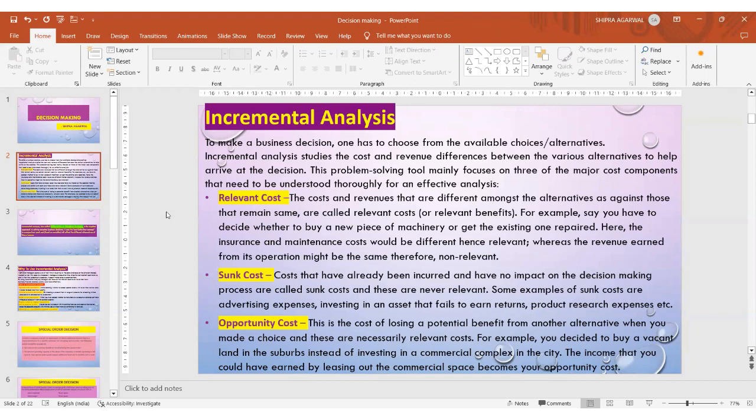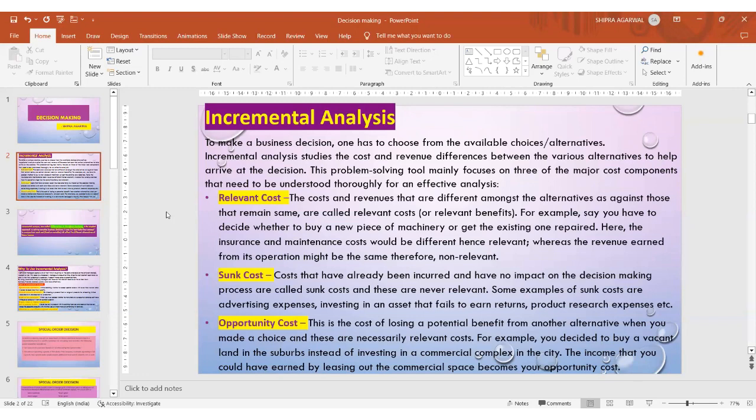But when I talk about the revenue earned, it might be the same under both situations, right? So when revenue is the same, you don't have to consider it because you know that you are going to earn the same amount of profit. But whatever is different, whatever is relevant with respect to a particular decision, that is to be taken care of.